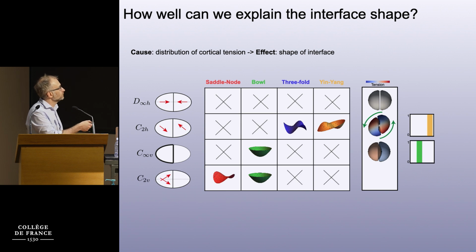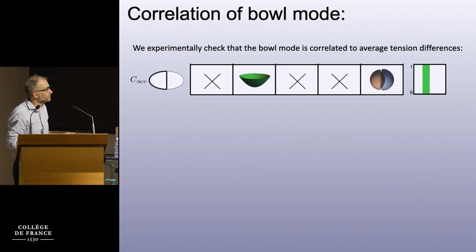Or you can make a simulation where you have two spots in one cell. That's another symmetry group, C2v, and this one can generate the saddle node, and indeed this is what it would do. So how do we use this?